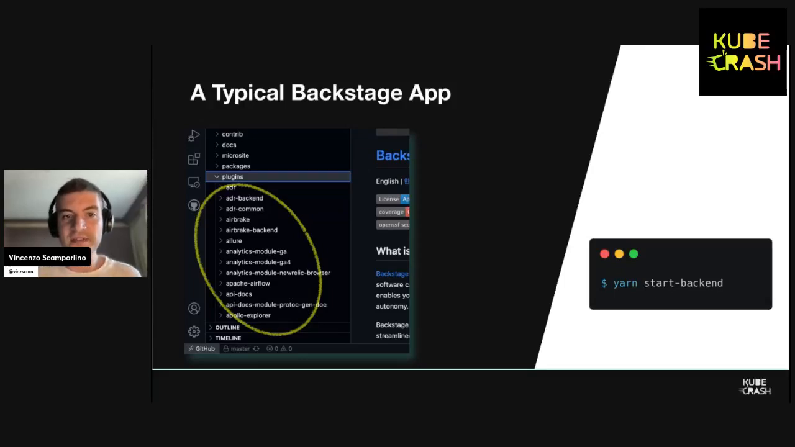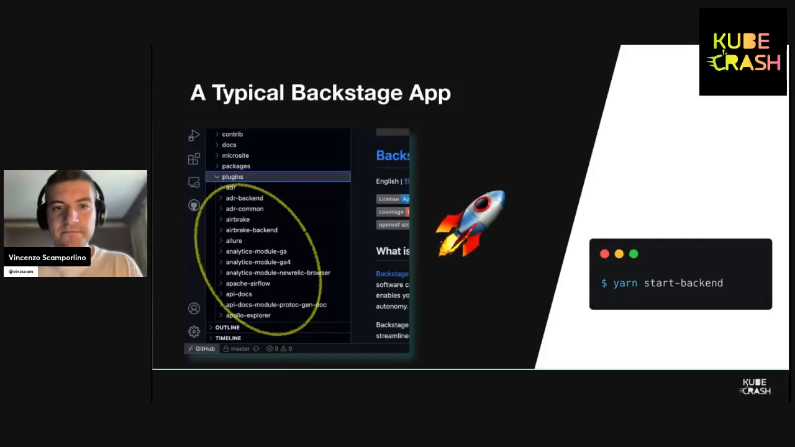And once you run this command, yarn start-backend, the magic will start. The command will basically discover all the plugins that are installed in your repository, bundle that together, and run Backstage in a single app. This is really straightforward.